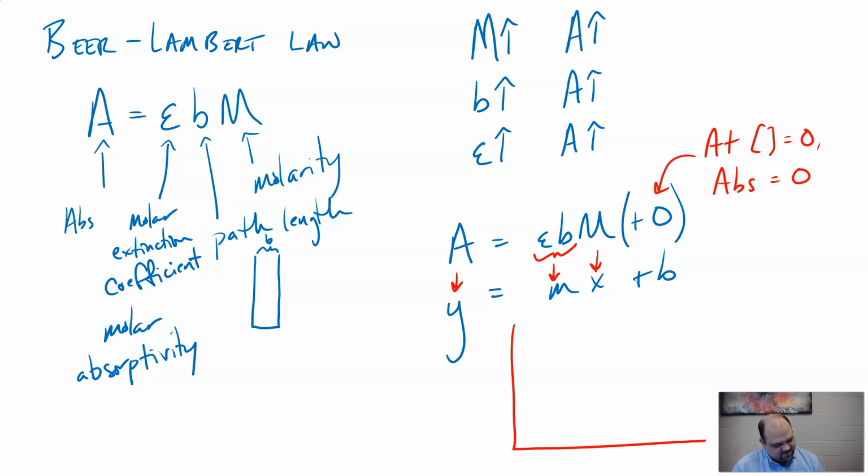And so again, I'm just going to sketch in this little graph here. We have concentration versus absorbance. And so the slope here, m, equals epsilon times b. In many, many cases, b is 1 centimeter. And so epsilon and slope are essentially the same.